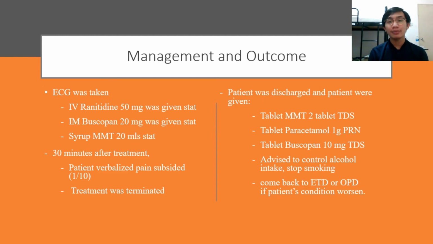Okay, continuing to the management and outcome. The management done for the patient during his admission to the ETD: an ECG was taken because the patient verbalized that he was having chest pain, and IV ranitidine 50 mg, IM Buscopan 20 mg, and syrup MMT 20 ml were given as a stat dose. Thirty minutes after the treatment, the patient verbalized that his pain score reduced from 4/10 to 1/10. Therefore, the treatment was terminated.